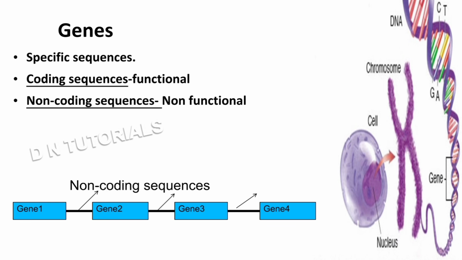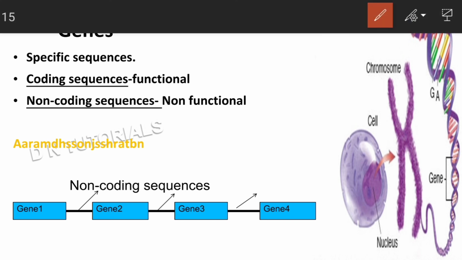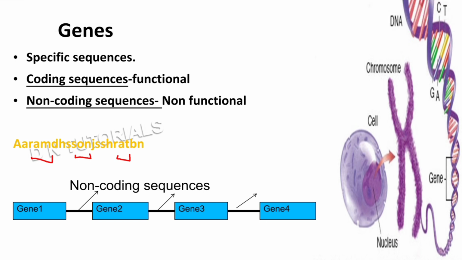Understood? So these genes are the coding sequences which code for certain amino acids or certain RNA. For example, here you can see this set of alphabets. So how many words can you find out from these sets of alphabets? We can clearly frame out RAM, ram. Then we can clearly see SON, sun. Then RAT, rat. So out of these sequences of letters, how were we able to form the words? Because RAM, SON, and RAT have given us some meaning. They are meaningful words.